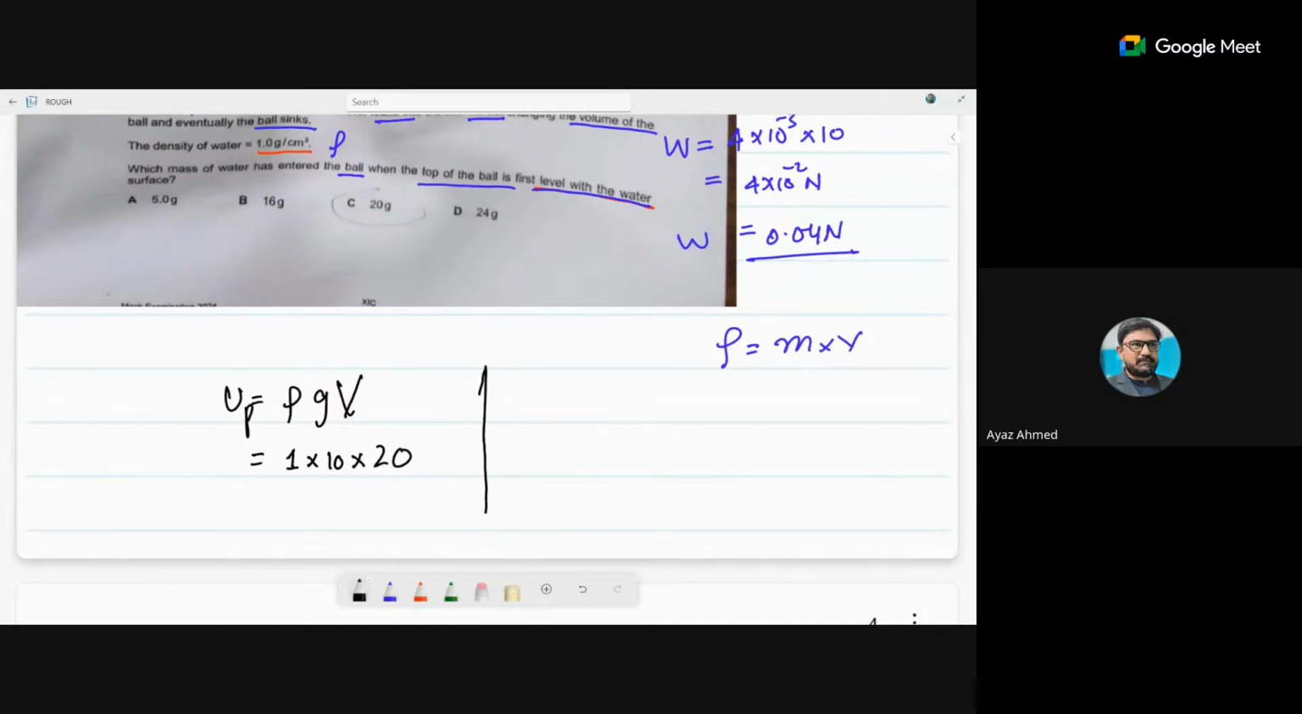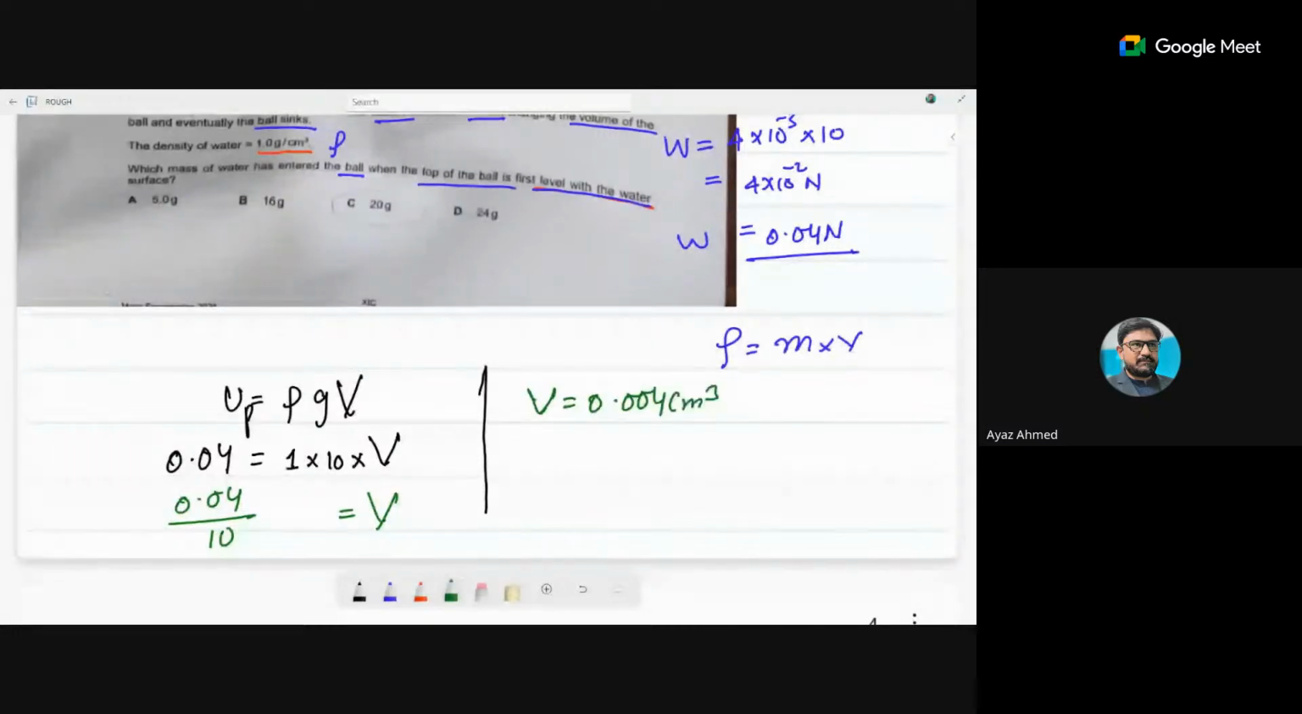Wait. Okay, wait. I can go through that one. What will be the upthrust? Upthrust will be equal to the weight of that, so it should be 0.04 Newton. And if I want to calculate the volume of the water which has entered in that ball when it was sunk, can you calculate the volume of the water? 0.04 divided by 10. So that volume will be 0.004 cubic centimeter. Is it?